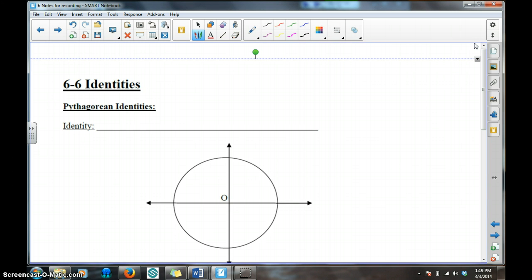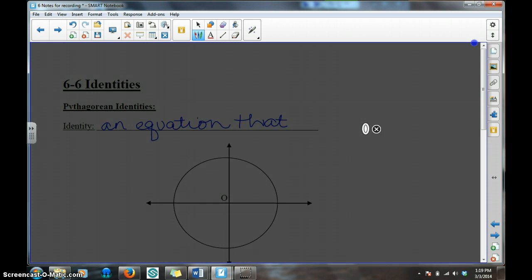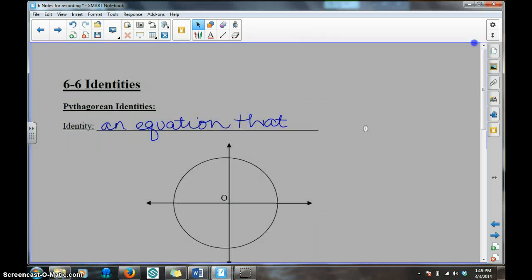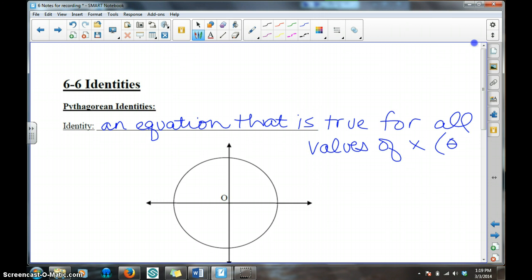We're going to define an identity to be an equation that is true, with an S, ooh, goodness gracious, for all values of x or theta, depending on what it is you're plugging in.